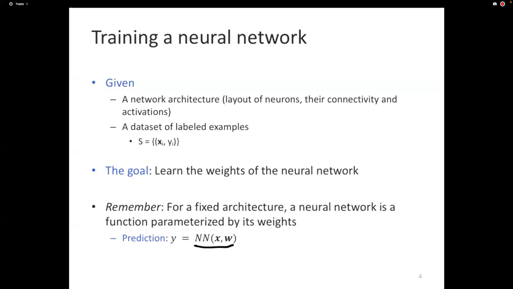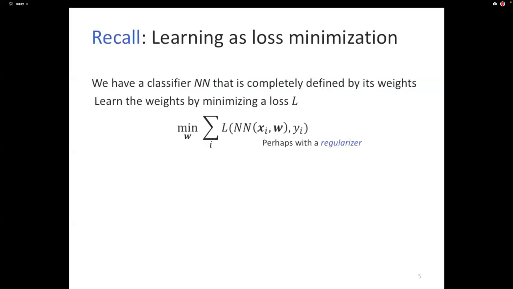The standard operating procedure for training neural networks uses the same recipe that we've seen many times in the semester: the idea of loss minimization. Suppose we have a model, a classifier or a regressor, a neural network that's completely defined by its weights, given the fixed architecture. The goal of learning is to learn the weights. And the way we do that is we define some loss function L. The loss simply is a penalty that this set of weights gets for making a prediction, which is nn of x, comma w, for an example whose true label is yi.